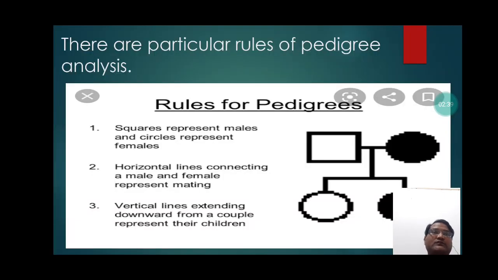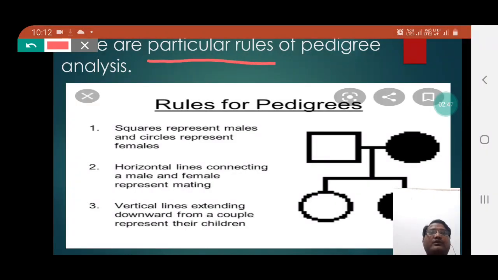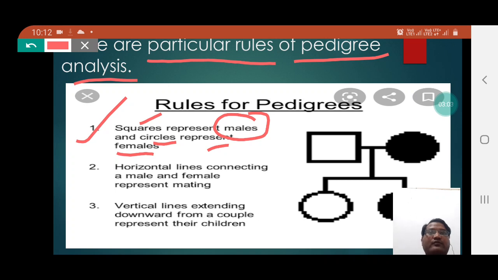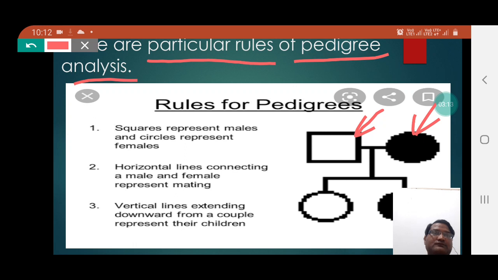There are particular rules of pedigree analysis. Now students, let's know what they are. The first rule of pedigree analysis is that squares represent males and circles represent females. This rule we have just studied in the earlier slide, that the square shows the male and the circle shows the female.